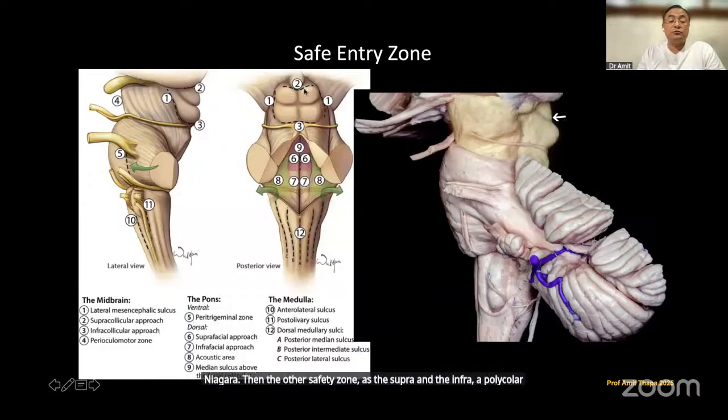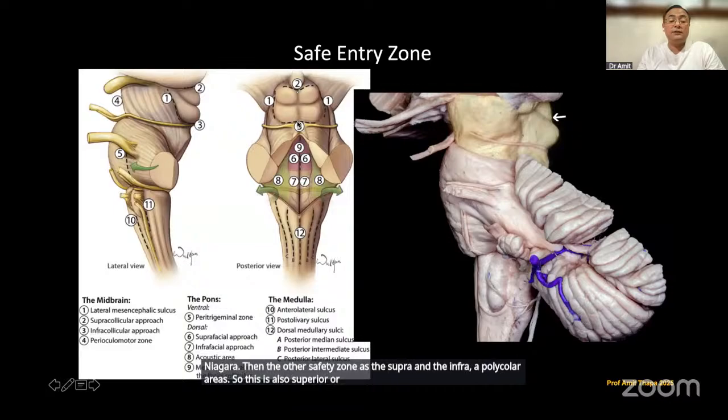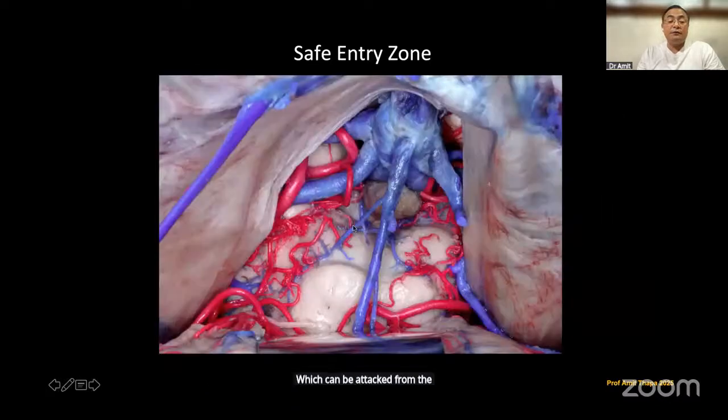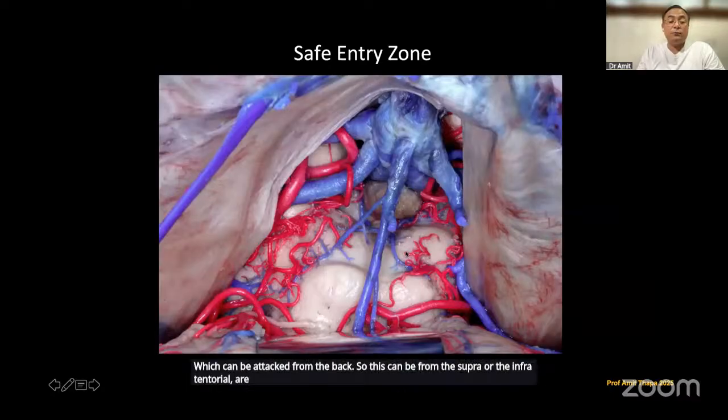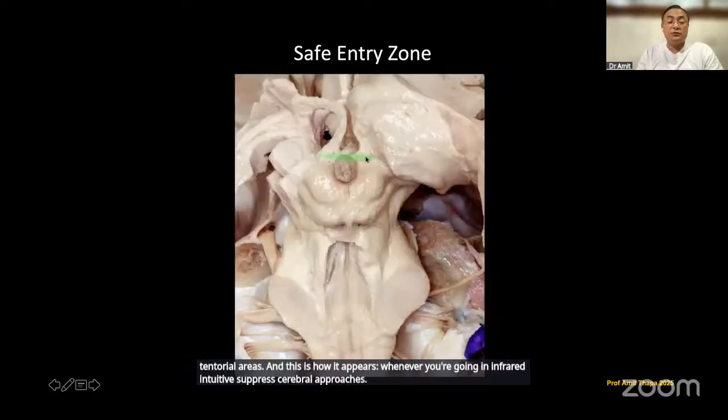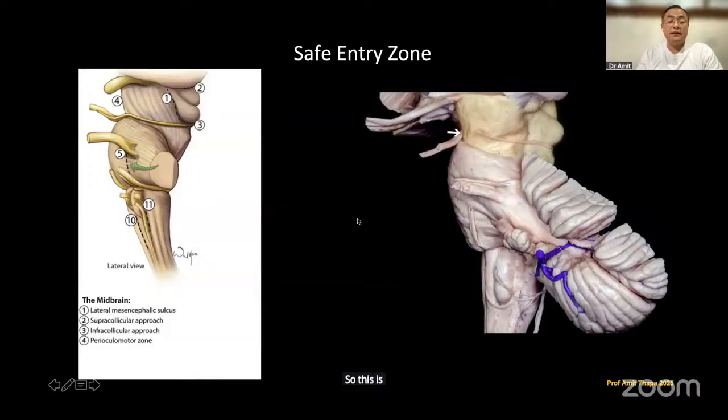So this is superior or inferior to the colliculus or the tectal plate, which can be attacked from the back. So this can be from the supra or the infratentorial areas, and this is how it appears whenever you're going in infratentorial supracerebellar approaches. So this is how the incision is given, and then you can actually go inside and remove the tumor safely.